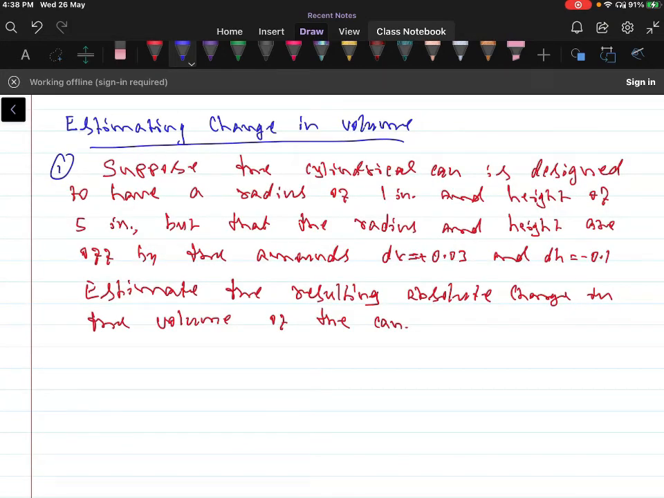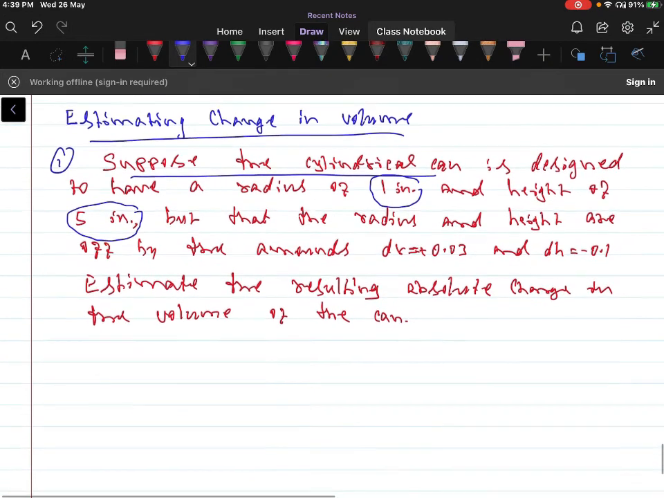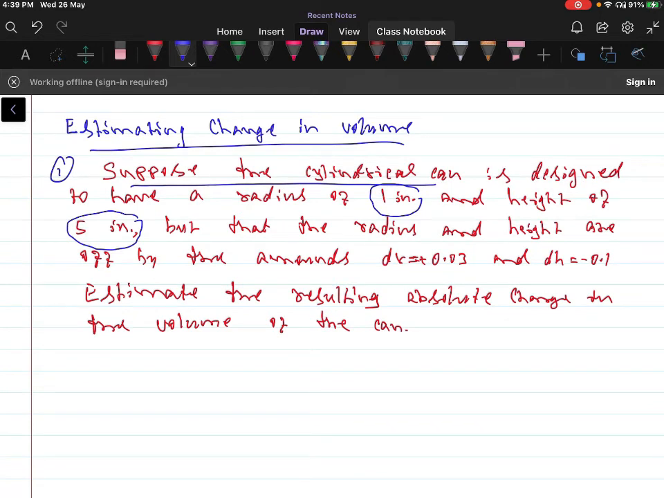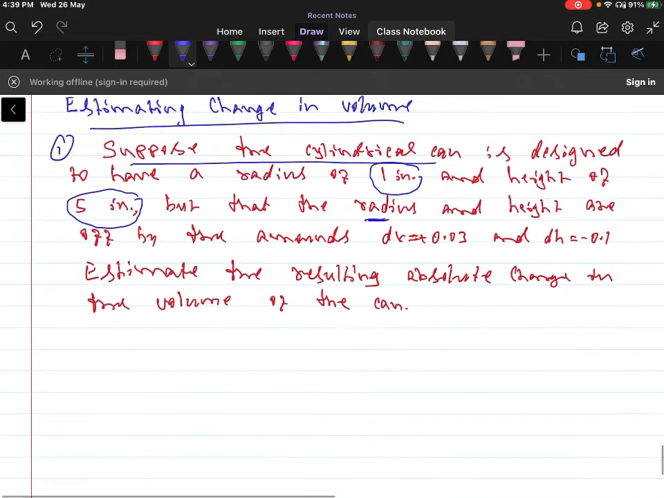Estimating the change in volume. So let us move to the problem corresponding to the estimation of change in volume. Suppose that a cylindrical can is designed to have a radius of 1 inch and height of 5 inches, but that the radius and height are off by some amounts. The radius is incremented by 0.03 inches, and the height is decremented by 0.1 inches. Estimate the resulting absolute change in the volume of the can. So this is the change in volume corresponding to the change in the radius and change in the height of the can. So let us move to the solution.